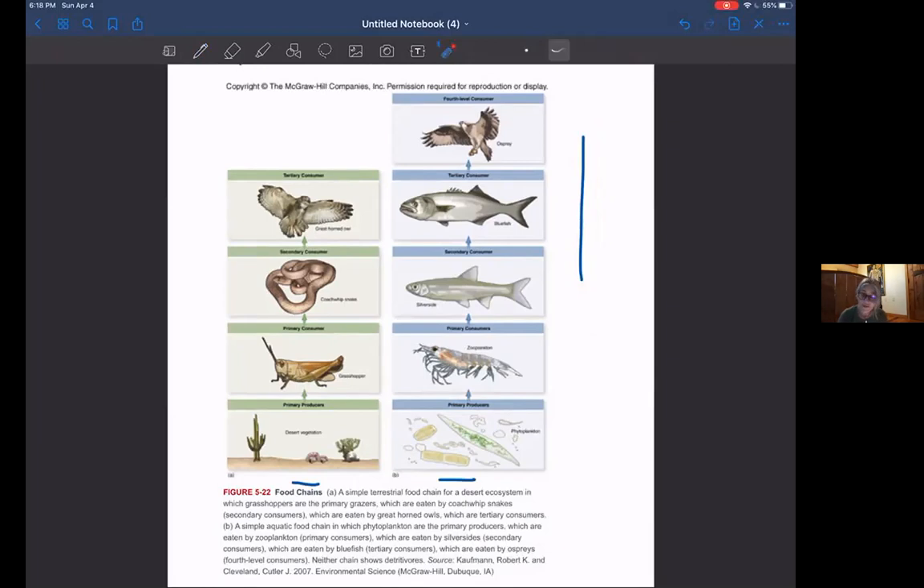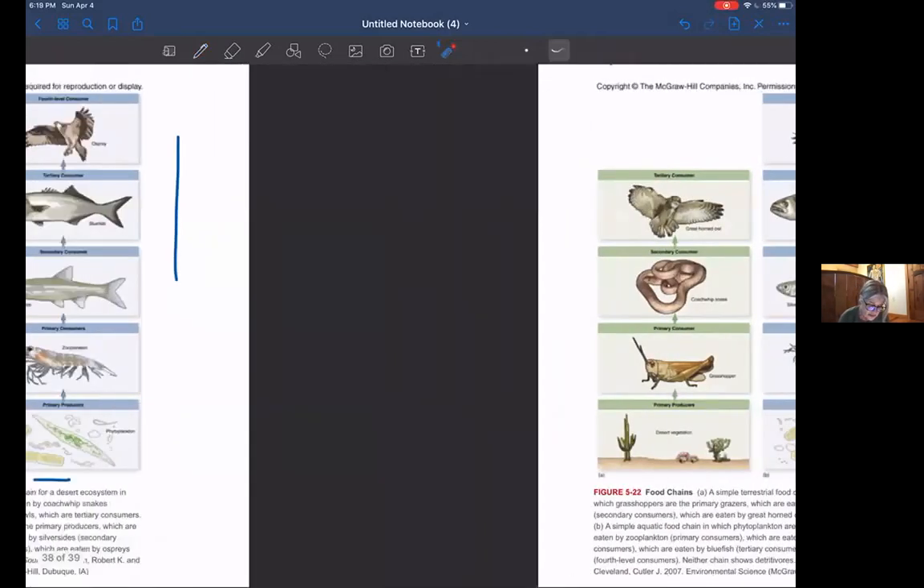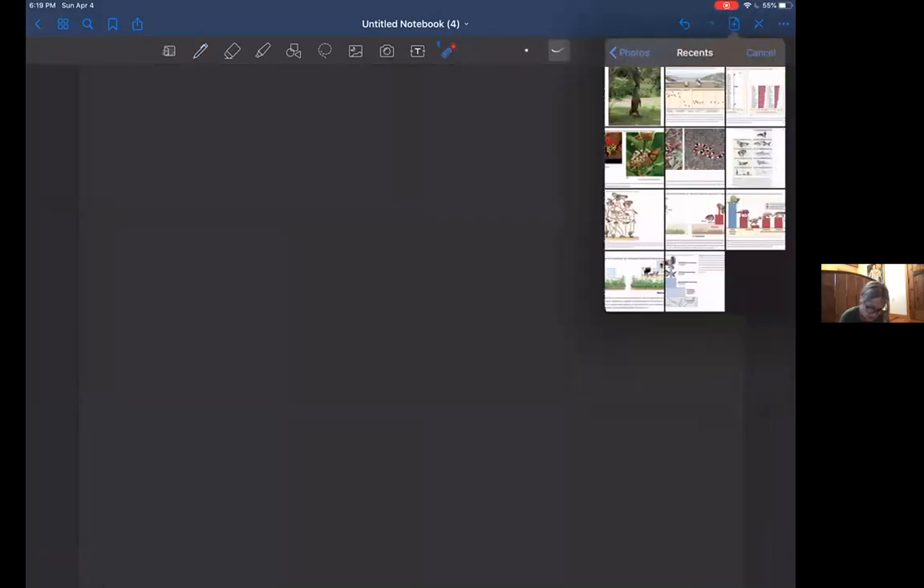Okay. Now, one of the interesting things about these food chains is that they're actually generally much more complicated. So we can talk about a food web. So we can look at a food web rather than a chain.